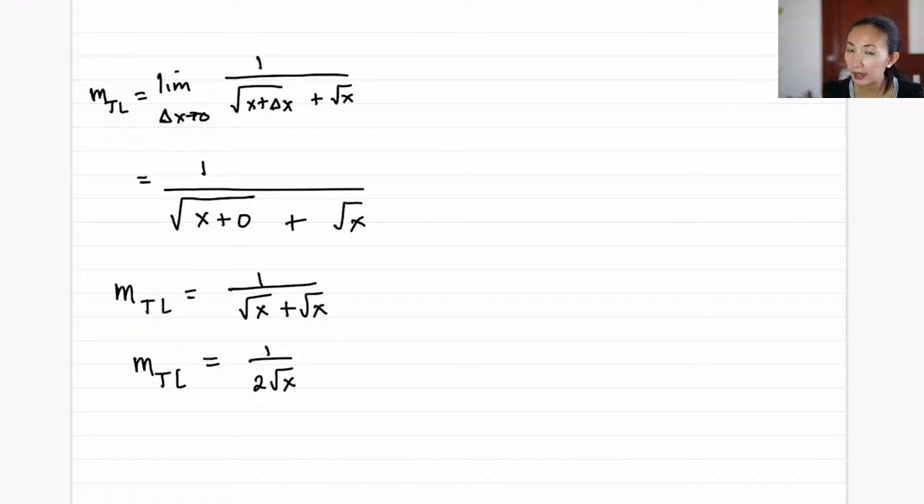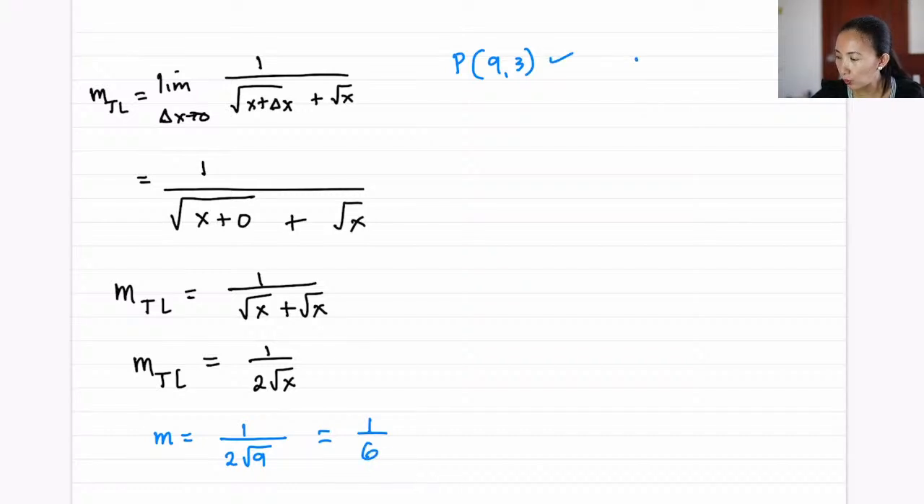Remember, we need the equation of the tangent line. So we have identified a point a while ago, and that point is 9, 3. How about the slope of the tangent line at x equal to 9? 1 over 6, said Joel. So let's see. The slope is equal to 1 over 2 times the square root of 9. Correct, 1 over 6. So this is the point now, and m equal to 1 over 6.